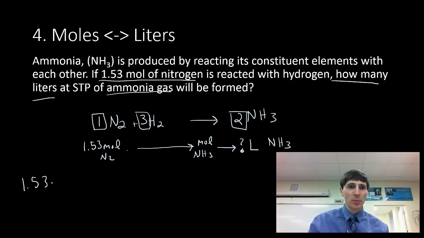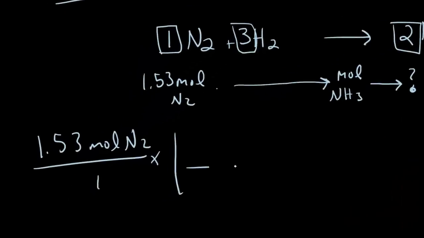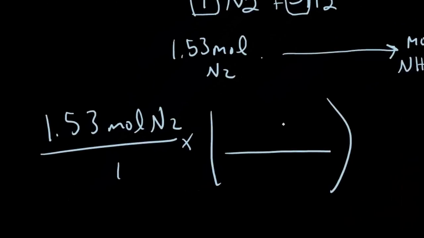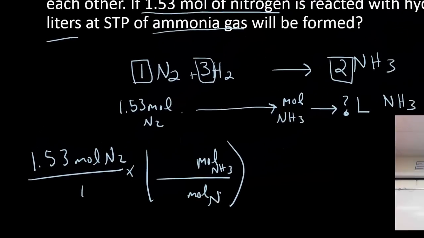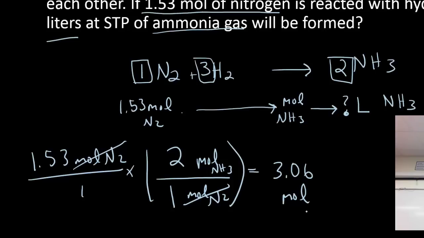So I take 1.53 moles of N2, and I take my starting quantity. And the next step is going to be to get it to moles of NH3. So I want to get to moles of NH3, get rid of my moles of N2. Okay, so I'm going to use my recipe to go from moles to moles. I'm going to go ahead and use the fact that for every 2 moles of NH3 I make, it took me 1 mole of N2. Now what I'm going to do is go ahead and write out what this is. 1.53 times 2 is going to give me 3.06 moles of NH3.